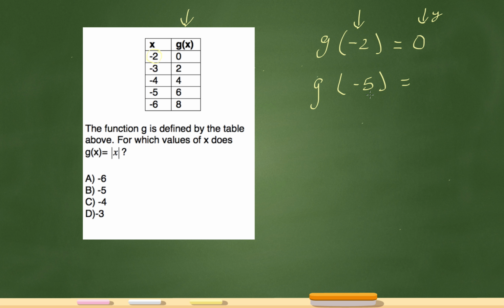G of x is these numbers right here, the y values. So similarly, g of -5, like you might have guessed, I'm looking down my x column, I see -5 there, so g of -5 must be 6. So keep that in mind while we go to this problem now. Let me get this stuff out of the way.